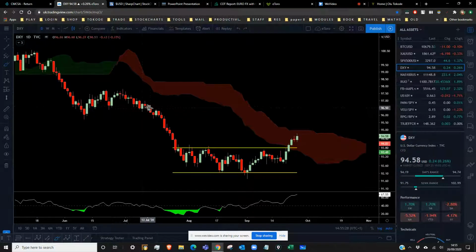Now, price was falling here. This is not really price, this is the index. So the index was falling here, and it fell down to 92, and then it forms a lower low and a lower low and another lower low.